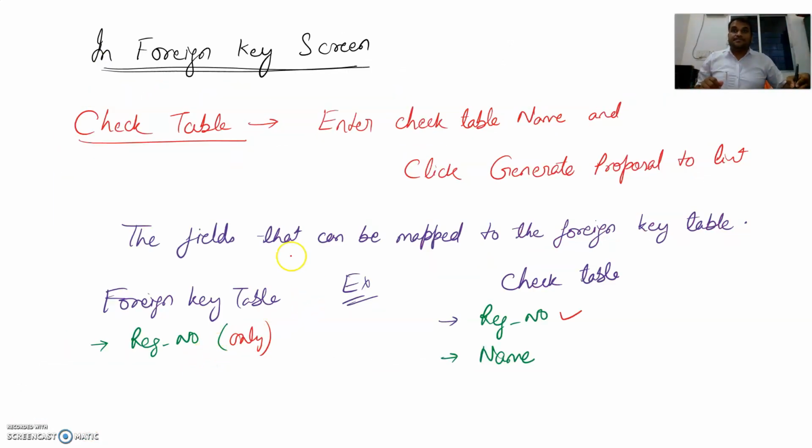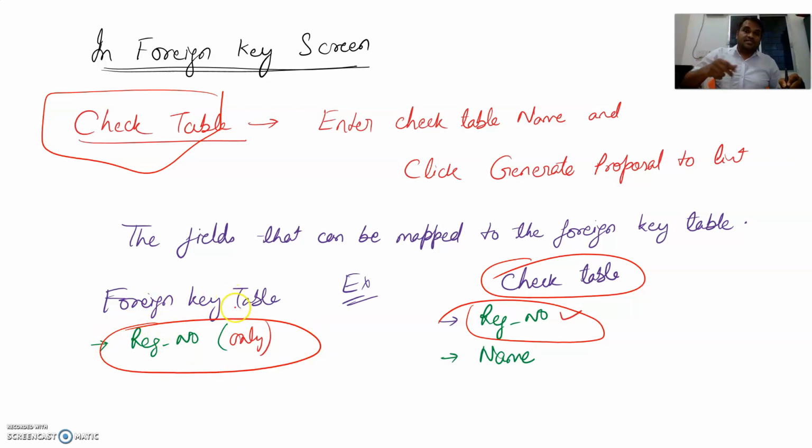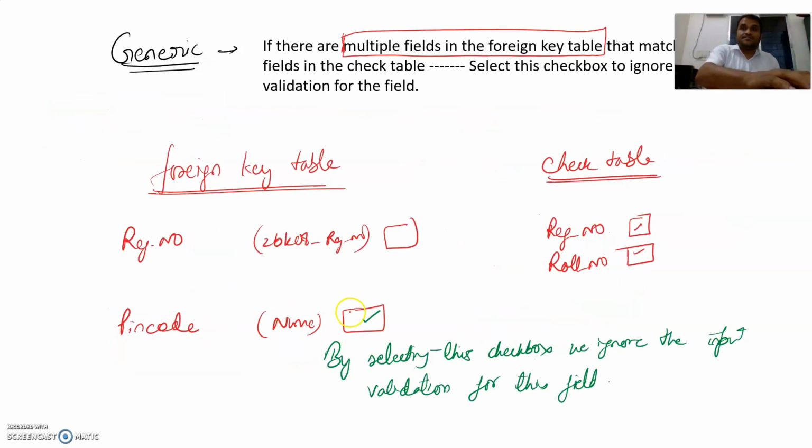So in the foreign key, there is a term called check table, and another is the foreign key table. You just need to remember that in the check table we are taking the registration number as the key, and the registration number is a foreign key in the foreign key table. Later on we will see in the example how it is done in the SAP server.